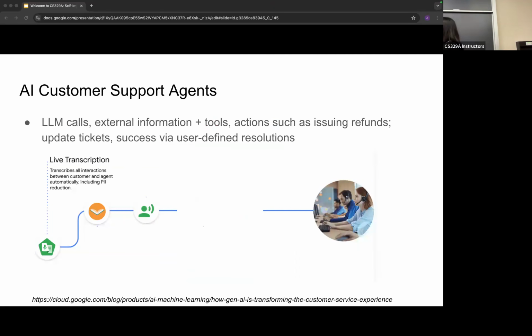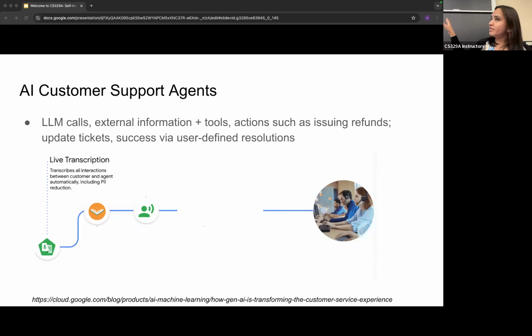One of the industry use cases that has gained a lot of traction is the customer support agents. If you look at customer support agents, effectively they can be broken down into an orchestration of LLM calls. So you can call LLMs, you can orchestrate them with external information. So there might be a knowledge base or some tools that you might call. And then they can take actions such as issuing refunds, of course, with a human in the loop to make sure there are enough guardrails. And there are success criteria for these, like what goal they're trying to achieve is the user resolution. These can also get annoying if they don't do the right thing.